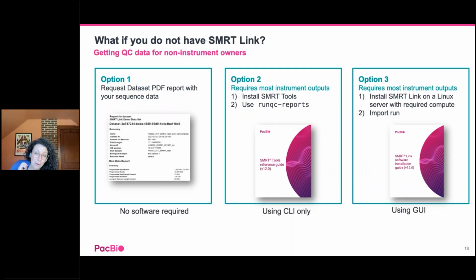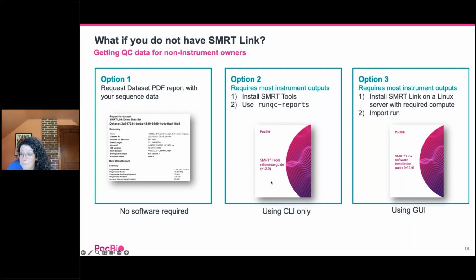And so, as you think about what Nancy shares with you today and about your next sequencing run or past sequencing runs, how you get access to the same data, especially if you don't own an instrument yourself and don't already have SMRT Link installed, you could request this PDF data set report with your sequence data from your service provider. So that's no additional software required.